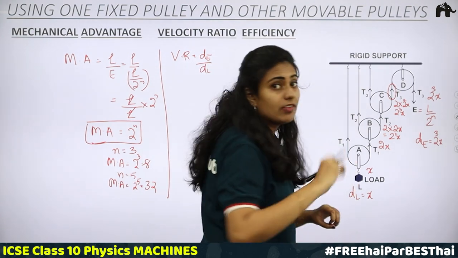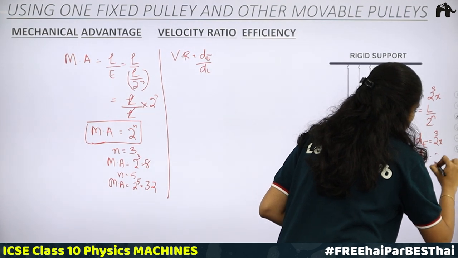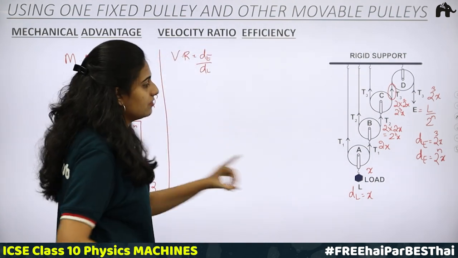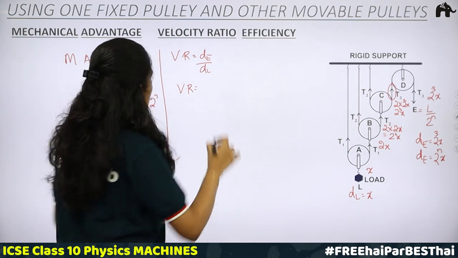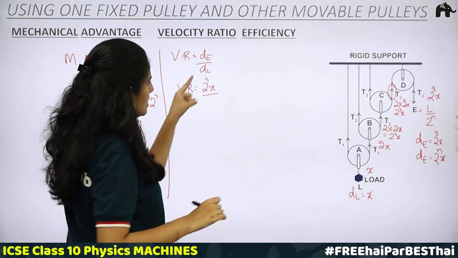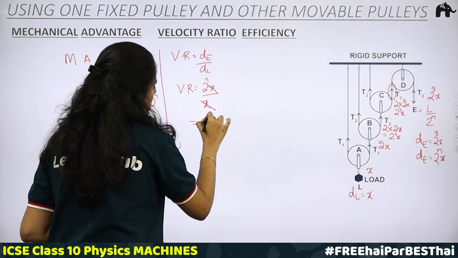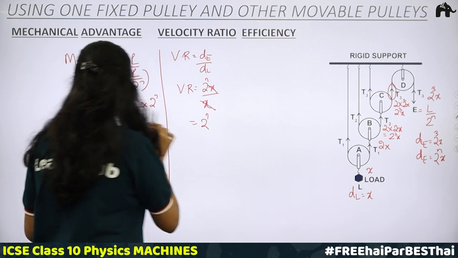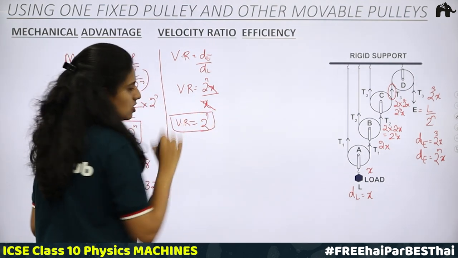If you have n number of movable pulleys, then the distance moved by effort is equal to 2 raised to n times x. Velocity ratio is equal to distance moved by effort, that is 2 raised to n x, divided by distance moved by load, which is x. The x and x get cancelled, then you get 2 raised to n. Velocity ratio is equal to 2 raised to n. We are getting mechanical advantage 2 raised to n, and velocity ratio is also equal to 2 raised to n.